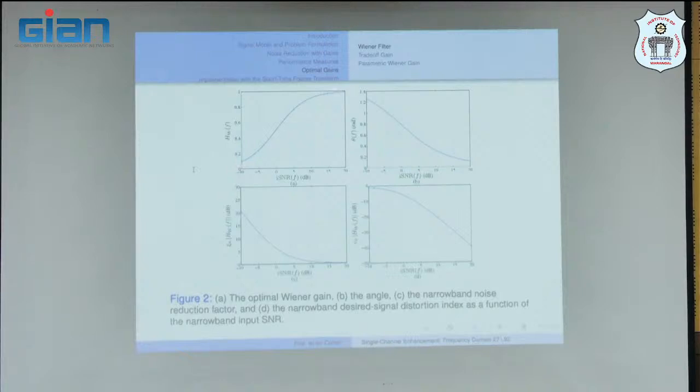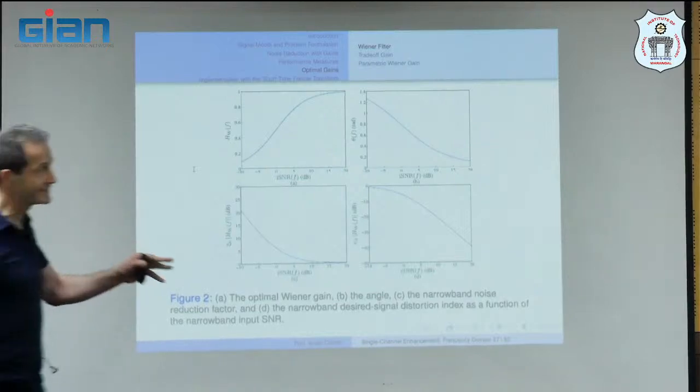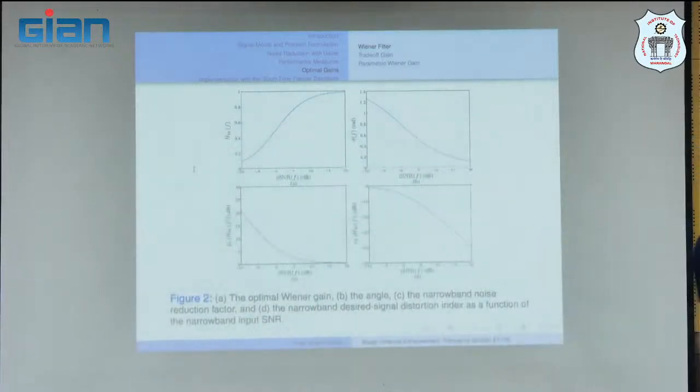So this is the plot. You see, when the input SNR increases, it becomes closer to 1. When it decreases, it becomes closer to 0. We can also plot theta as a function of the input SNR. You see, when the input SNR is high, which means that V is small, theta goes to 0. When the input SNR is low, it goes to 90 degrees, pi over 2.